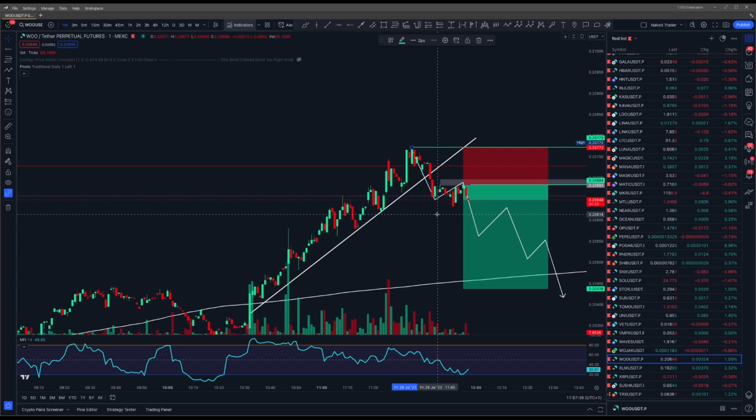Now, I'm not saying, by the way, it's always going to be like this, but when you get this information, how do you react? Do you just dive in? No, you wait for structure to break. Do this every single time. It becomes a system, it becomes a trading mentality.